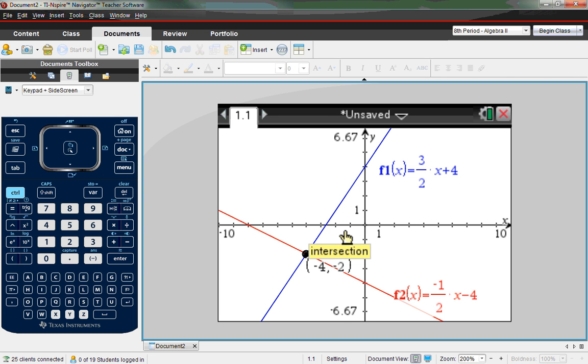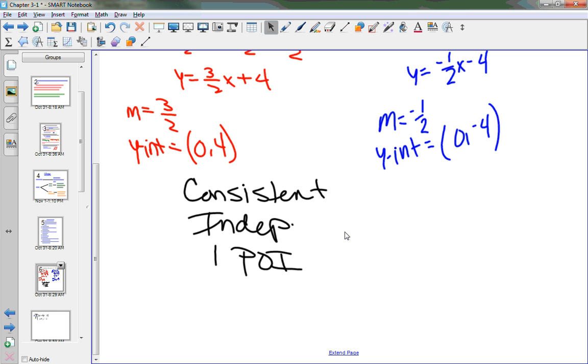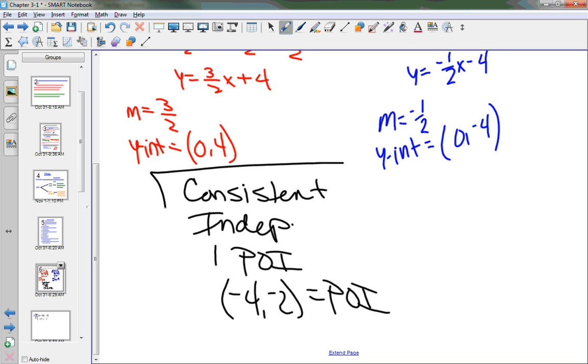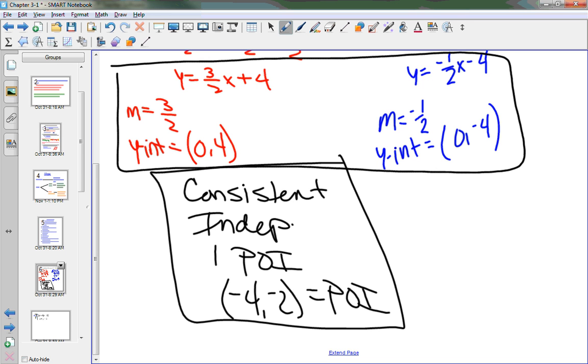And now, what is my POI? -4, -2. So I'm going to go ahead and come back over here. I'm going to write my POI to be -4, -2. This is exactly what I want off of your homework tonight. Every single step, everything that I've boxed in there. Okay? You cannot do it unless you have this information right here. Do we understand that? Those two boxes are essential to have.